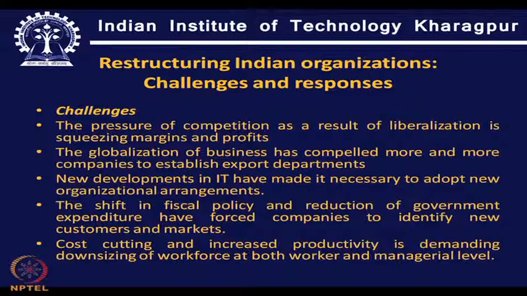The globalization of business has compelled more and more companies to establish export departments. New developments in IT have made it necessary to adopt new technological arrangements. The shift in fiscal policy and reduction of government expenditure have forced companies to identify new customers and markets. Then cost cutting and increased productivity is demanding downsizing of workforces at both worker and managerial level. These are some of the challenges being faced by Indian organizations.